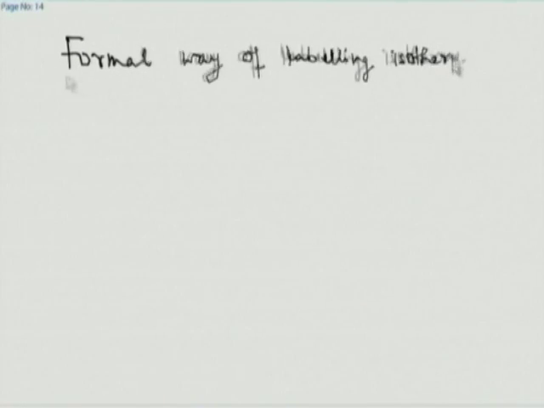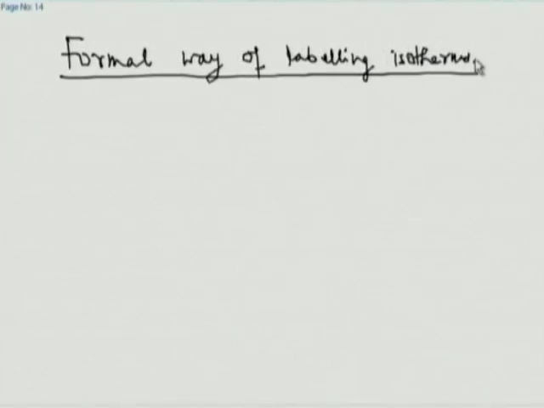So what we need to do to get rid of this arbitrariness is the following. We must have a formal way of labeling isotherms. In fact, many things have been formalized.